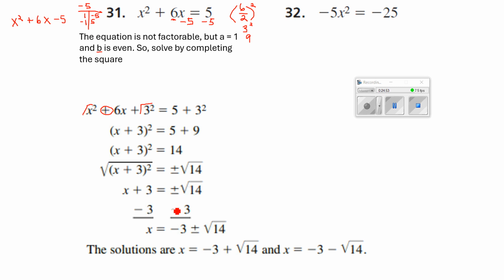Remember, we're going to subtract 3 from both sides so we can get x alone. And that means we're going to have negative 3 plus the square root of 14, or negative 3 minus the square root of 14. All right, number 32 is yours to do.